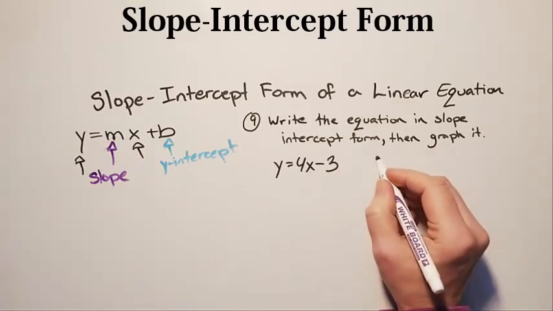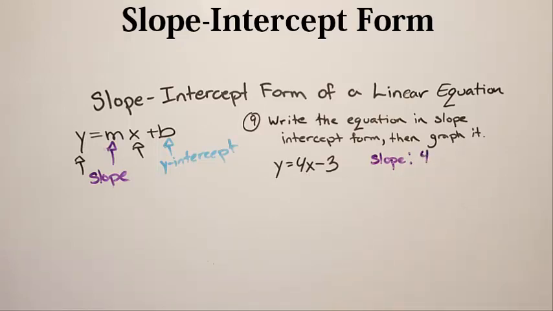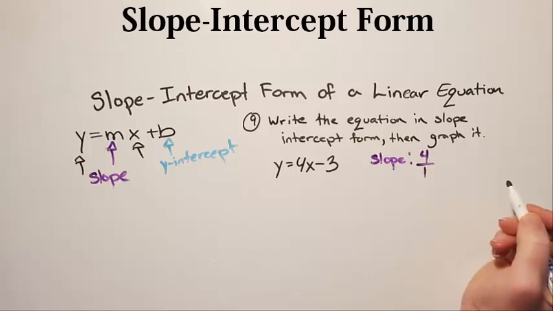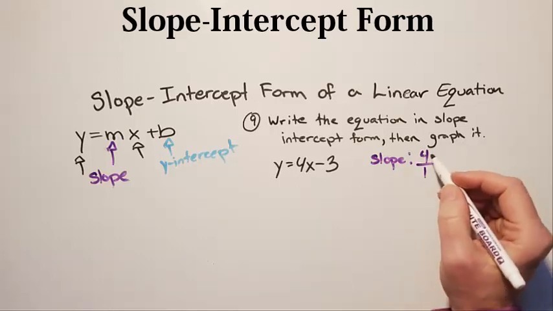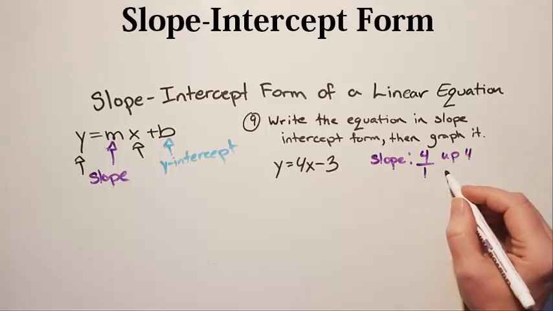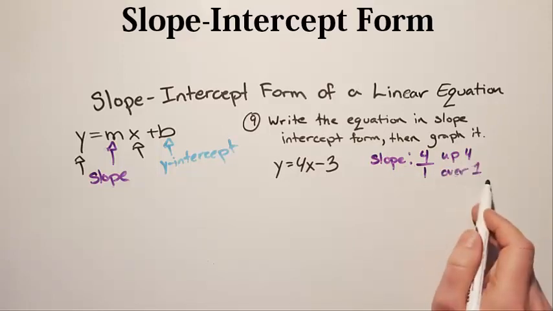The number stuck to the x is slope. So what is my slope? My slope is a 4. But if you remember right, slope needs to be a fraction. 4 is not a fraction. The only way to make it a fraction is to put it over 1. So I now have my slope. If you remember, the top number is supposed to be the y's, so we are going up 4, and the bottom number tells me I'm going over 1. So for my slope, I'm going up 4 over 1.